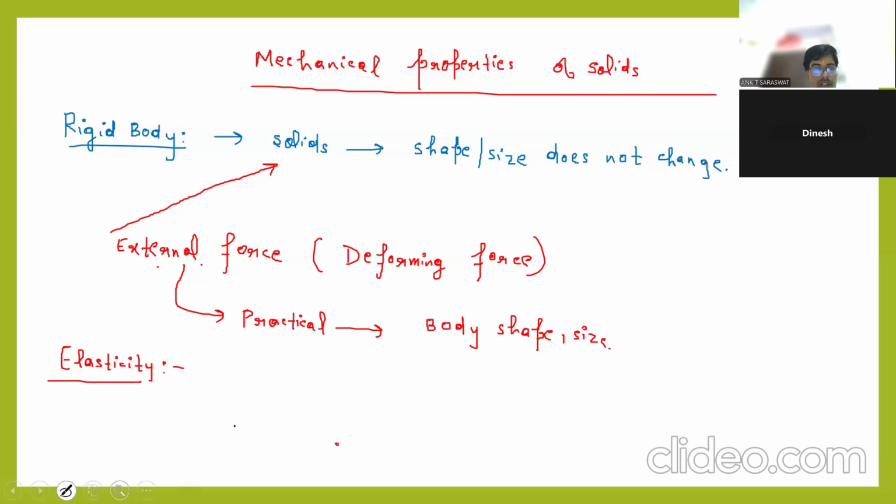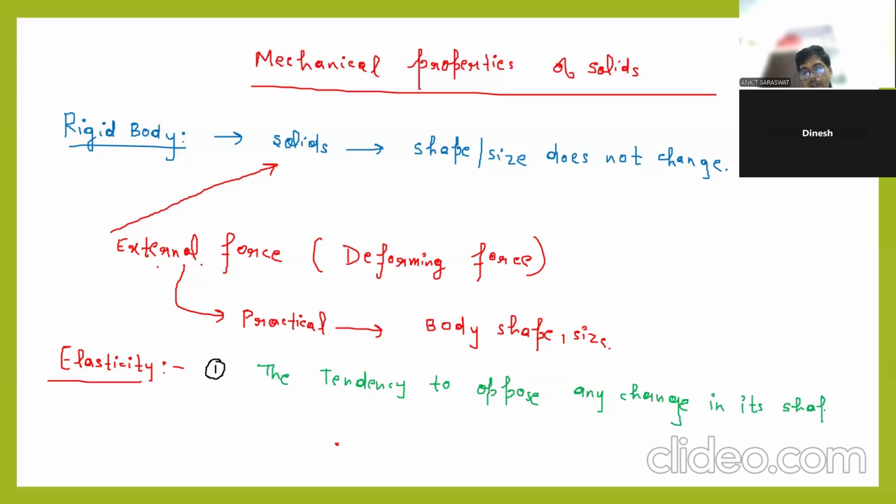So write down the first definition. Elasticity means the tendency to oppose any change in its shape and size by a body. Clear?